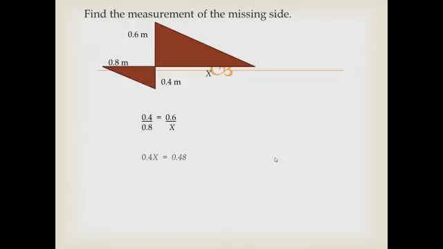Again, we're going to cross multiply, so 0.4 times x is 0.4x, and 0.8 times 0.6 is 0.48. Now we're going to divide both sides by 0.4 so that we can get x all by itself. When we do that, we find out that x equals 1.2 meters. So the leg of the larger triangle that is missing is 1.2 meters. Please pause the video at this time if you need more time to copy down any of this work.